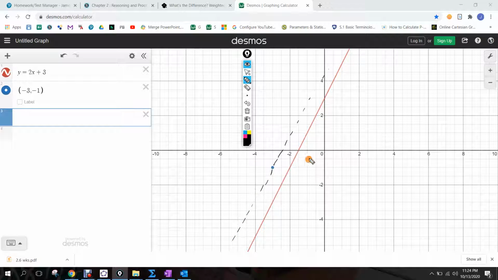Well, if it's going to be parallel to this red line, and this red line has a slope of 2, then this line is going to have a slope of 2 as well. So I'm going to keep that in mind and come back to these notes.